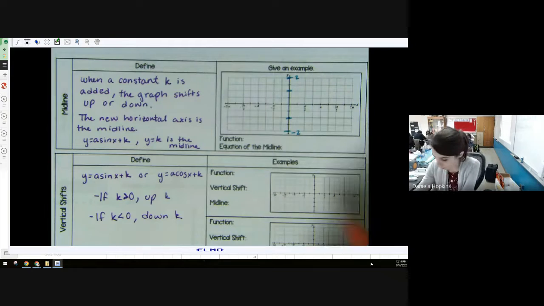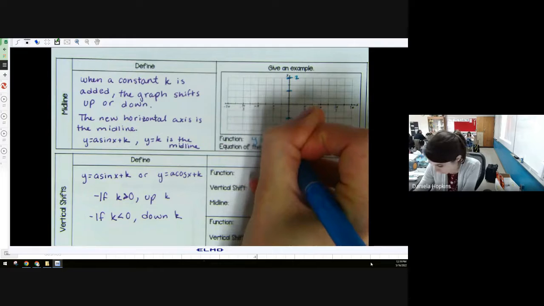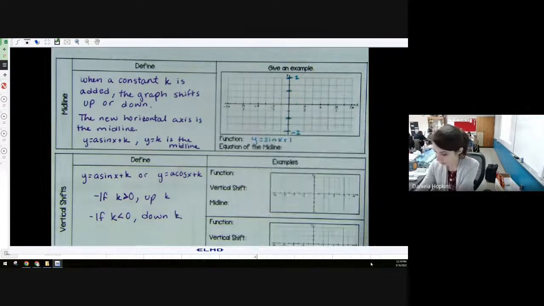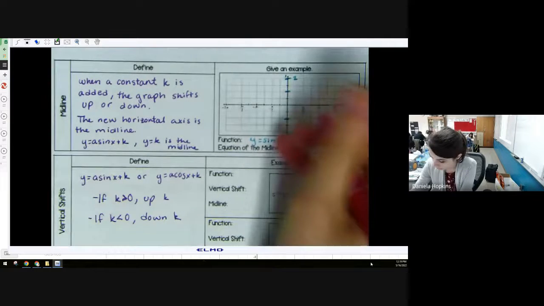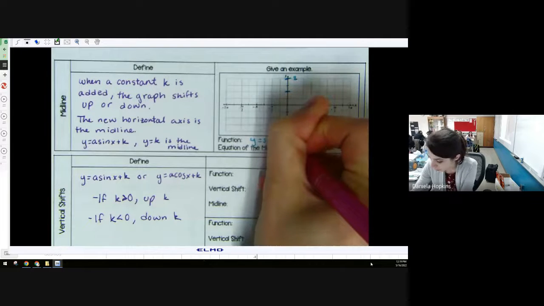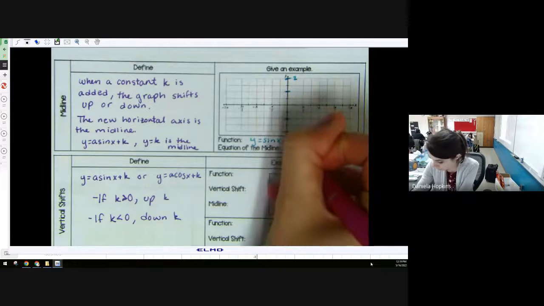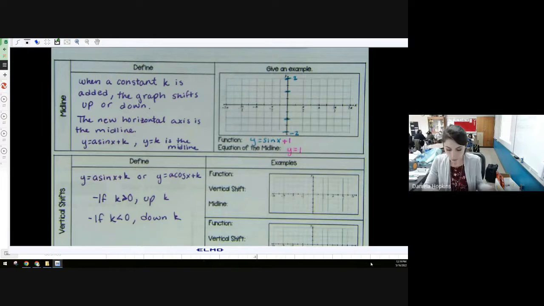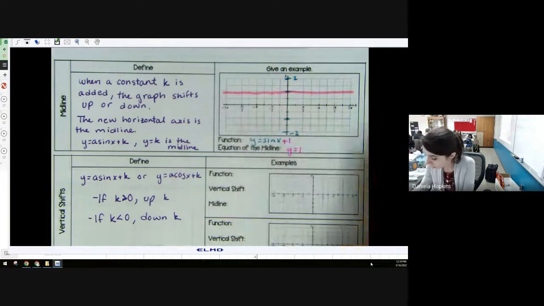If you were given the function y equals sine of x plus 1, actually, let me color code here. Let's do the plus 1 in pink. Plus 1. That plus 1 shifts your midline to be y equals 1. So basically, before I drew any dots, I would draw a new midline that goes here.